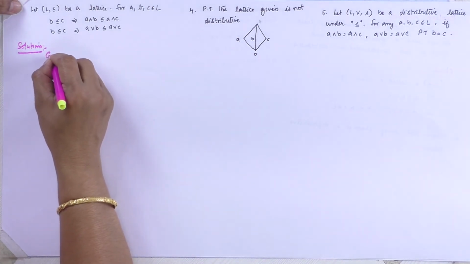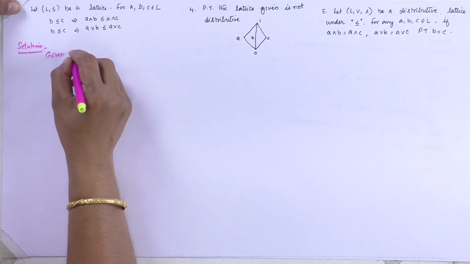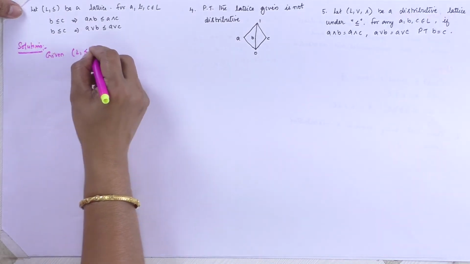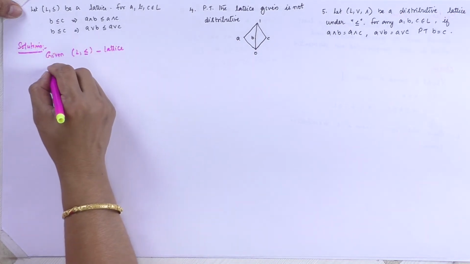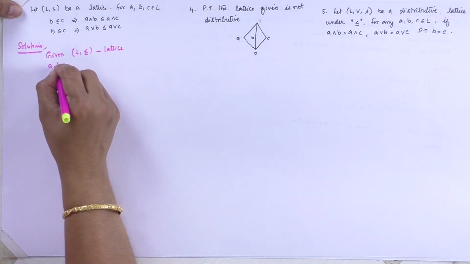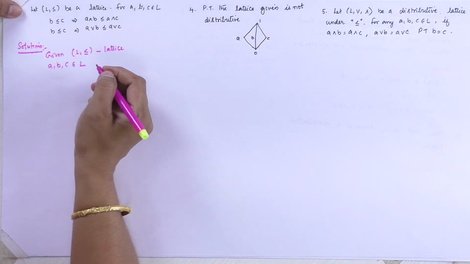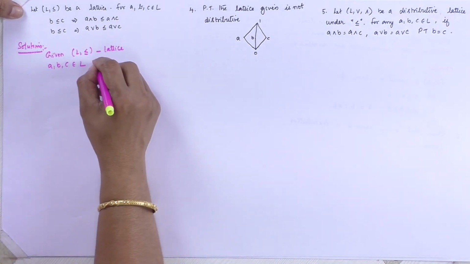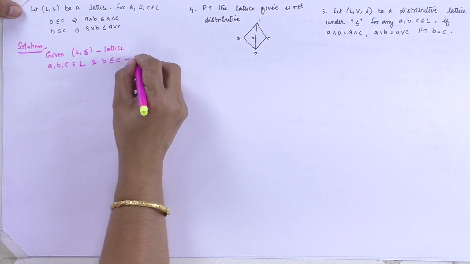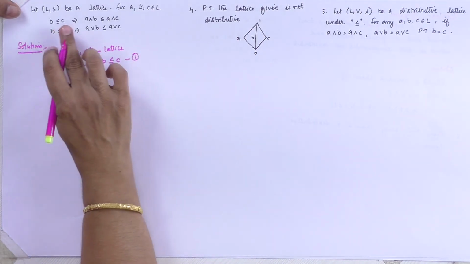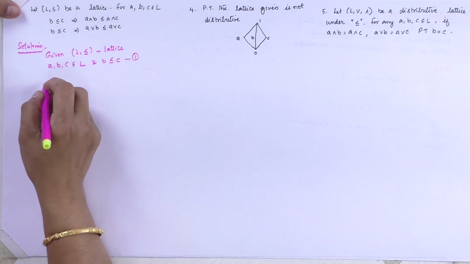Now what is given? With the given thing we will have to go. Given is L comma less than or equal to is a lattice. Then A, B, C are elements in L, and also it is given that B is less than or equal to C. That is given. You mark this to be as equation number 1. With this we are supposed to prove this inequality.